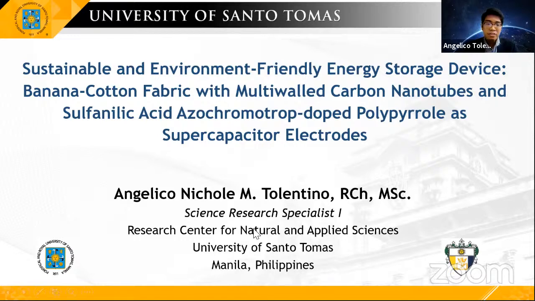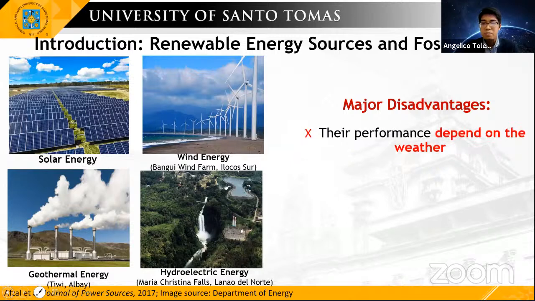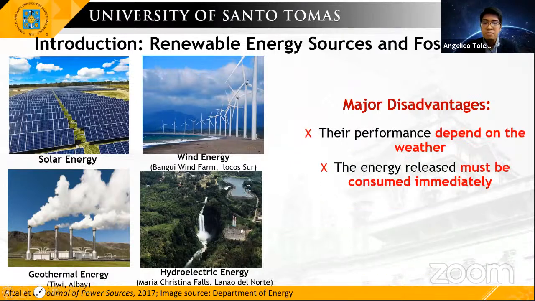My name is Angelico Tolentino, and I'll be presenting to you sustainable and environment-friendly energy storage device, banana cotton fabric with multi-walled carbon nanotubes, and sulfonilic acid azochromotrope doped polypyrrole as supercapacitor materials. So for the introduction, we all know that the 21st century is marked by significant changes in utilizing new sources of energy. One of these energy sources are the renewable energy sources as shown here. However, they have major disadvantages. One, their performance depends on the weather. Two, the energy released must be consumed immediately. And number three, they are non-dispatchable.